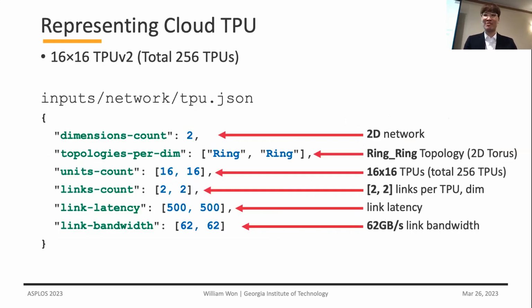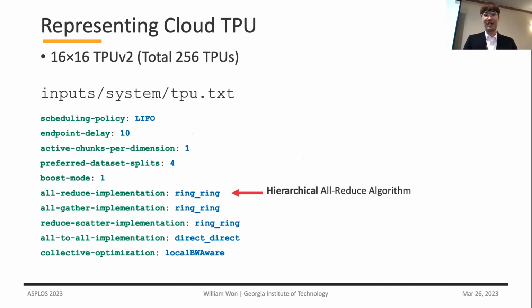So again, we can abstract this topology and create this network input file, which is a 2D torus. Each dimension is a ring, and there are 16 and 16 TPUs in there. The number of outgoing links per each TPU is 2, because it's a ring, not a switch. Link latency, I just set to 500 per each dimension. And the link bandwidth for the first and second dimension is the very same, 62 gigabytes per second. Again, I also created a corresponding system input file. Here, the change is that the all-reduce algorithm is now a 2-dimensional ring algorithm, because it's a 2D torus.